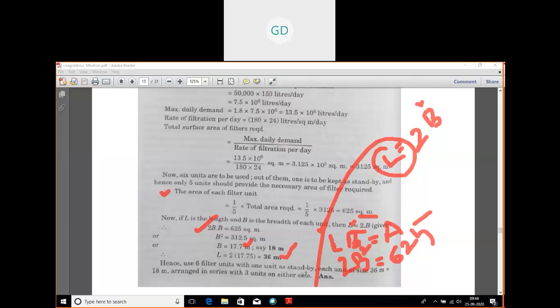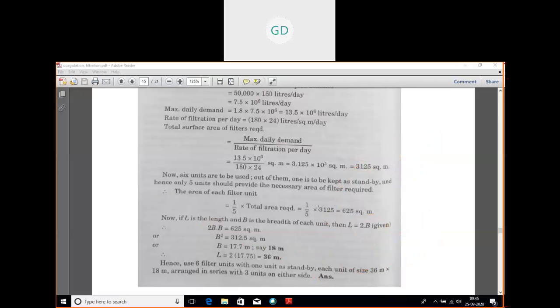Clear? So you have designed the filter unit. You can write the sentence like this: use 6 filter units with 1 unit standby, which is already mentioned in the question. Each unit is of size 36 meter length and 18 meter width, arranged in series with 3 units on either side. So finally your answer is 18 meter by 36 meter. This is your ultimate answer.